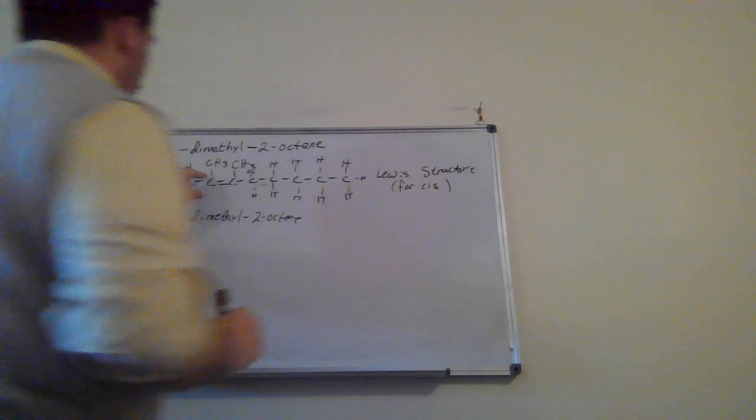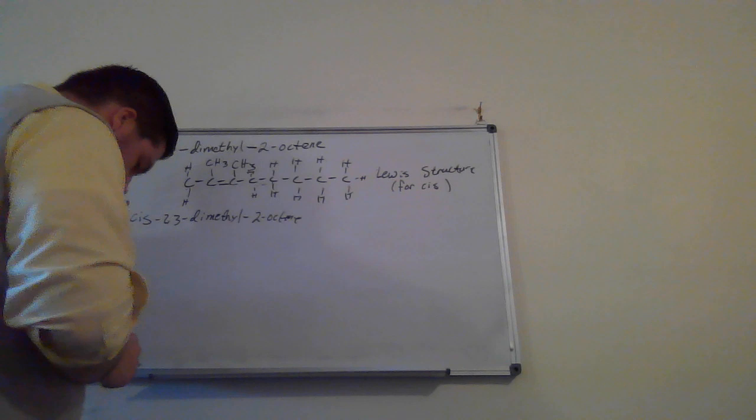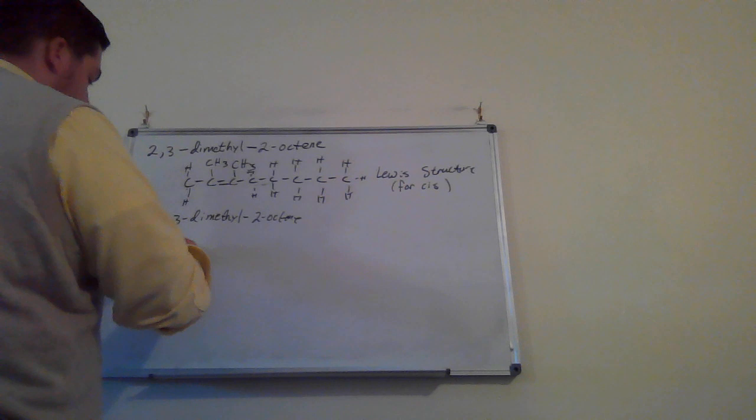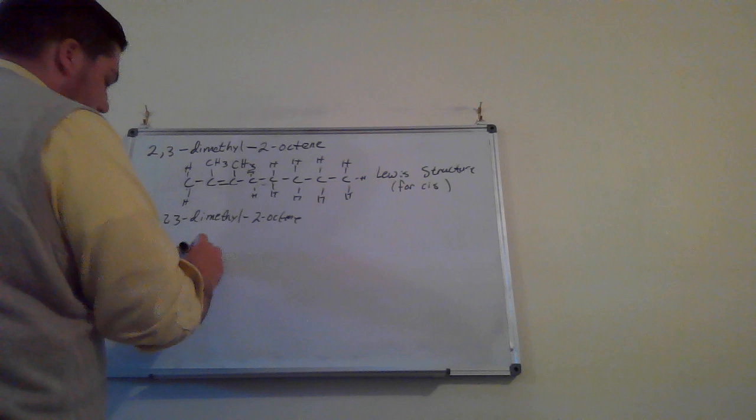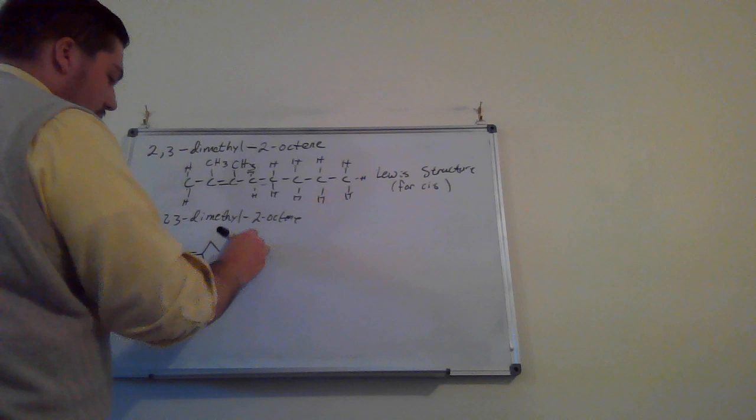So then if we went to draw this in the stick form, we'd have carbon 1, carbon 2. From carbon 2 to carbon 3, there's a double bond. The methyl groups are on the same side because it's cis. And then we go on to carbon number 8. So carbon 4, carbon 5, carbon 6, carbon 7, carbon 8. So that's for cis.